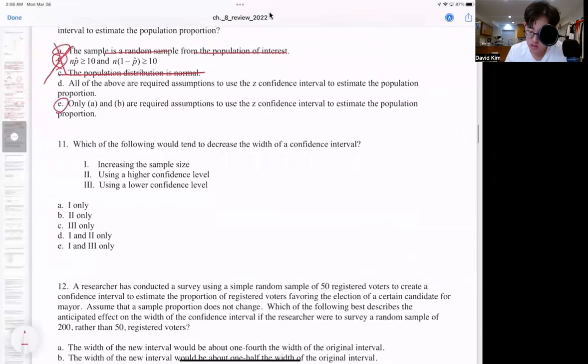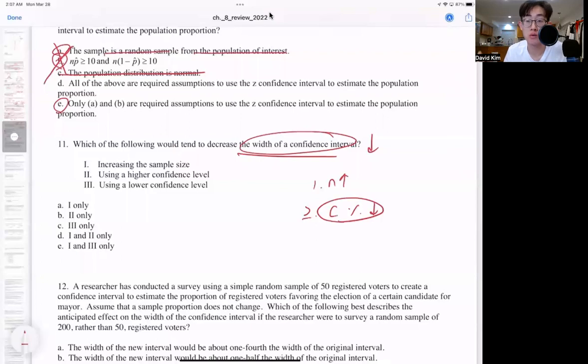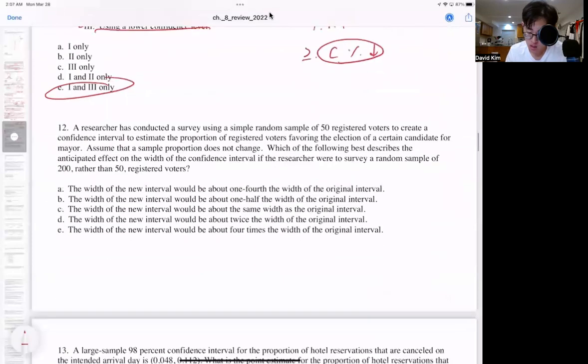Which of the following would tend to decrease the width? If I want to decrease the confidence interval, there are two ways. Number one, we increase the sample size. Number two, we have a lower confidence percentage, like 90% versus 99% or 95%. If you decrease the confidence level, you would also decrease the confidence interval width. So let's increase the sample size using a lower confidence level. So 11 should also be E.